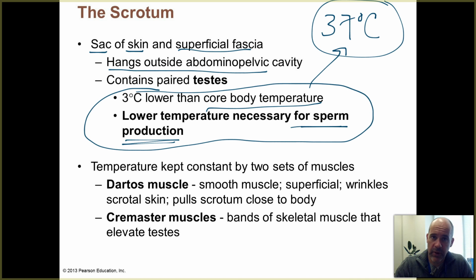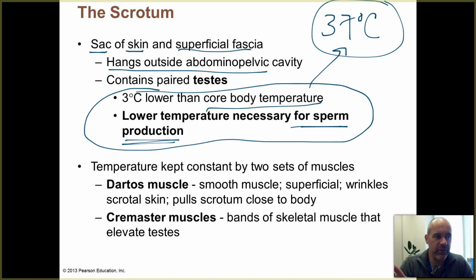And you may have heard before that sometimes men who wear briefs and they're having trouble with fertility, they're not producing functional sperm. One of the reasons for that could be that the briefs are keeping the testes too close to the warmer core of their bodies, and so they switch over to boxers, and that can sometimes help cool the testes down enough for them to start producing functional sperm.